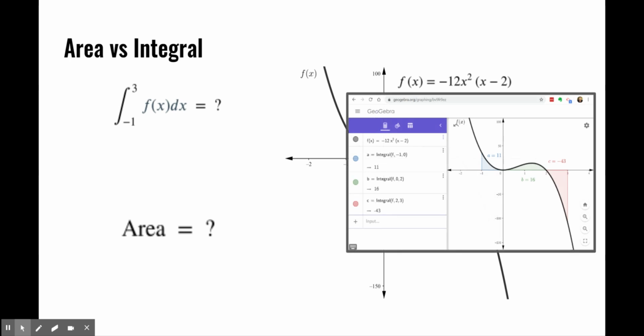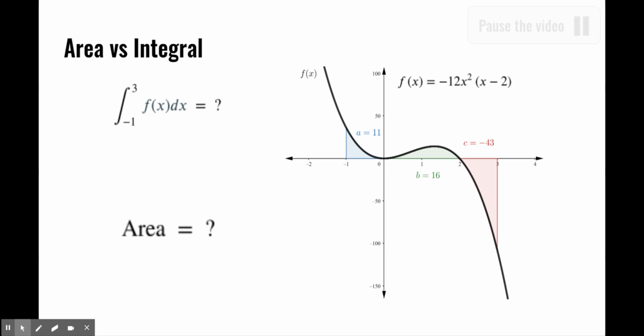I've used technology to compute the integral over each of these separate intervals. Pause the video again to see if you can answer our two questions using the numbers on the screen. Remember that the integral for the red region below the x-axis carries a negative sign. For the integral, we just sum 11, 16, and negative 43 to obtain negative 16. We can infer that the amount of area below the x-axis in red exceeds the total amount of area above the x-axis in blue and green.